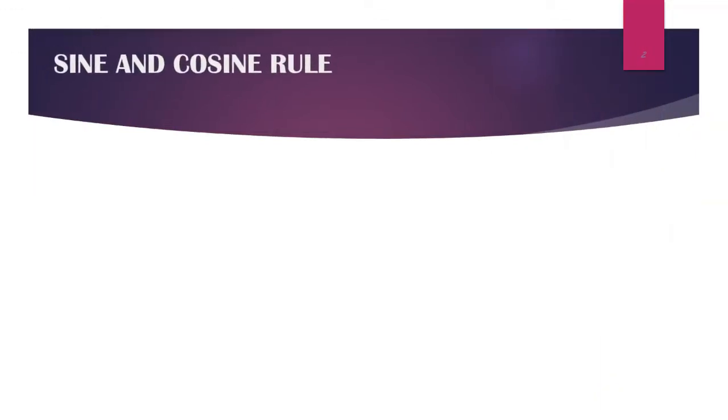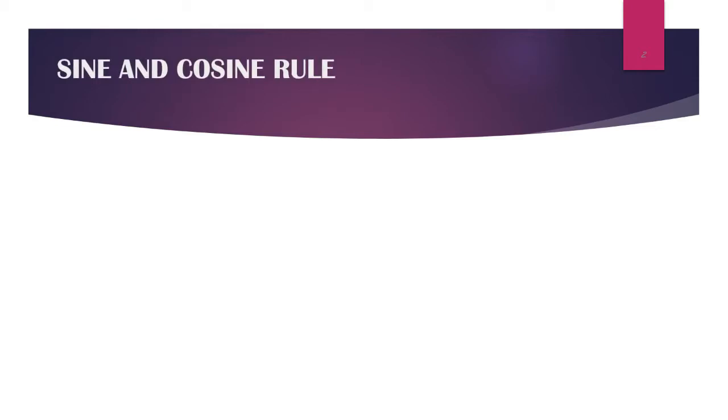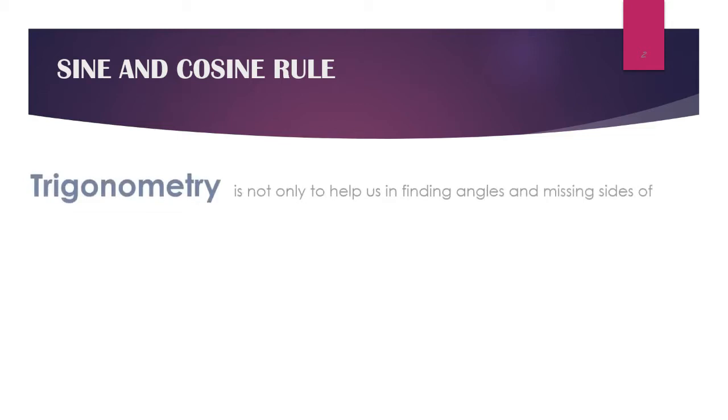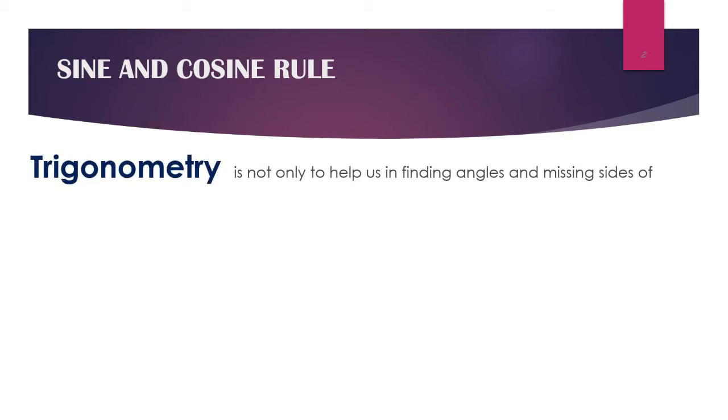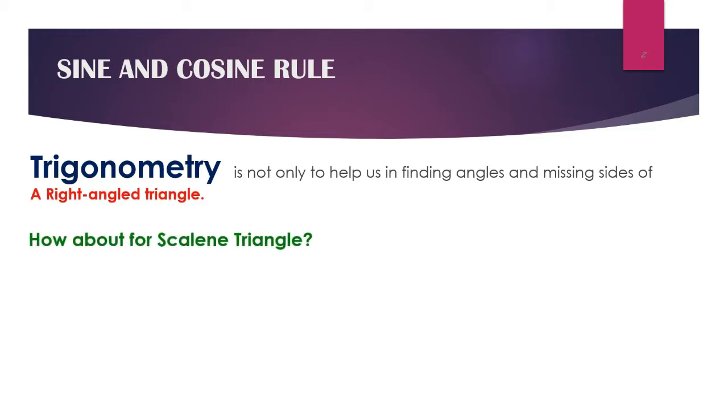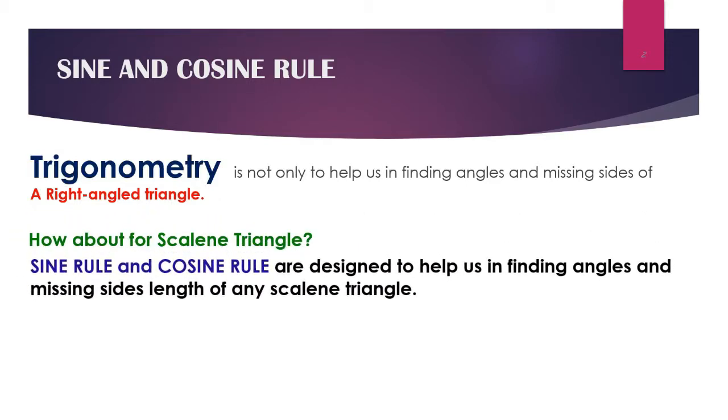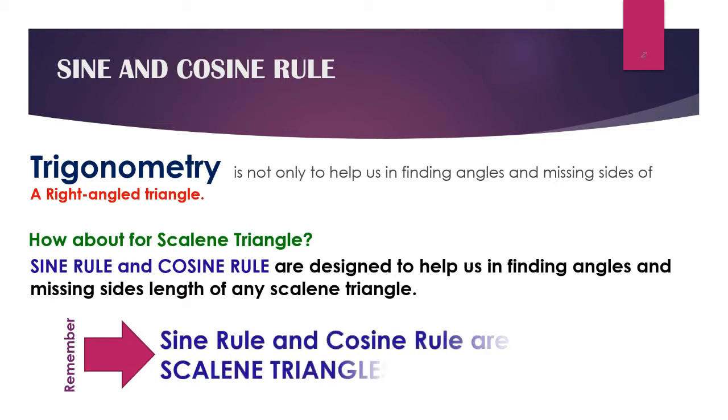Okay, students, go to the next topic. Sine and Cosine Rule. Trigonometry is not only to help us in finding angles and missing sides of a right angle triangle. Not only a right angle triangle. How about the scalene triangle? Sine rule and cosine rule are designed to help us in finding angles and missing side lengths of any scalene triangle. Remember, sine rule and cosine rule are the solution for scalene triangles.